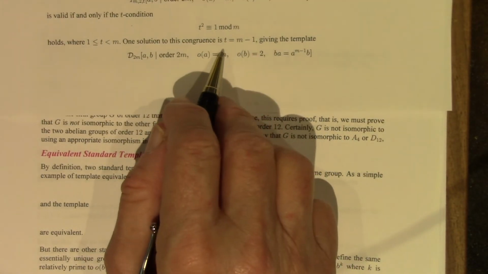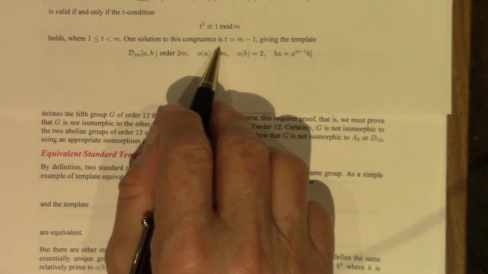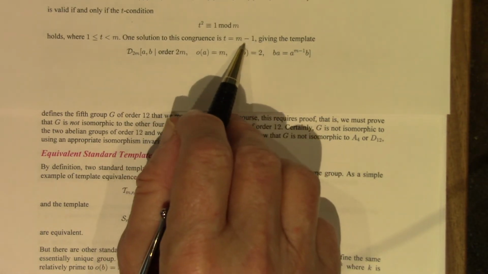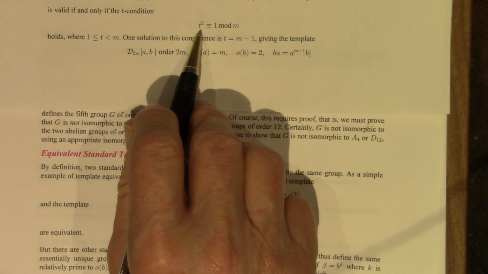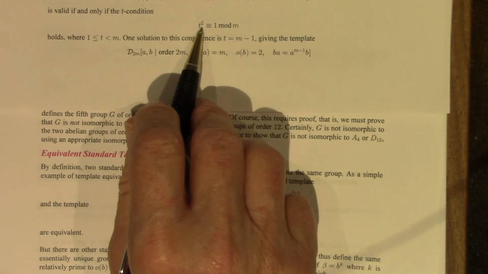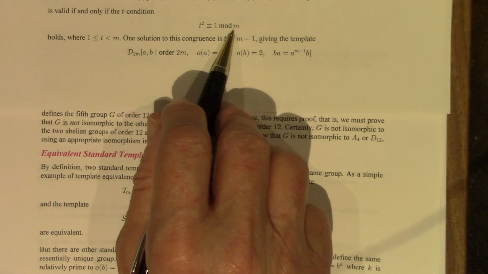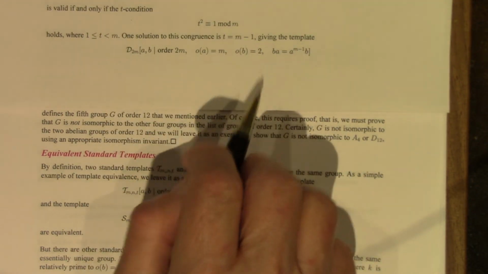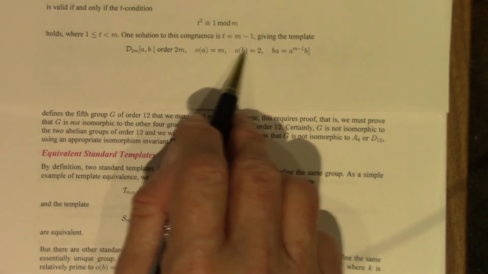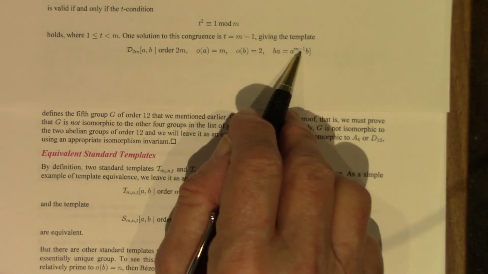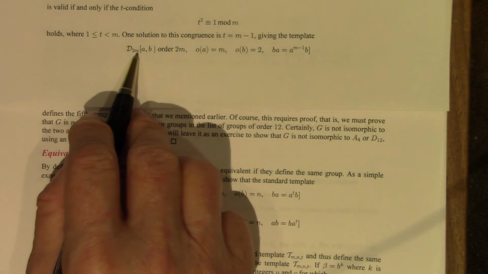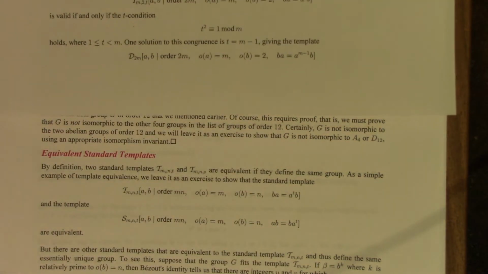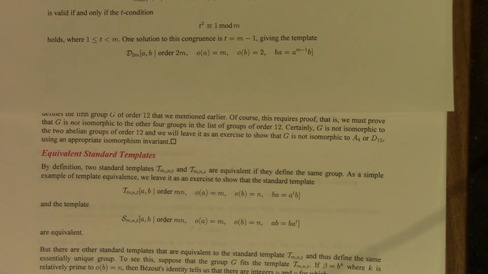One solution to this congruence is T equals M minus 1. And all you have to do is plug into here. M minus 1 quantity squared will be congruent to 1 mod M. And that gives this template. Everything's the same here, but I put M minus 1 here for T, and I'm calling this D sub 2M for a reason you'll see in a moment.